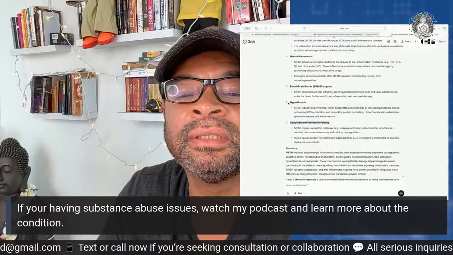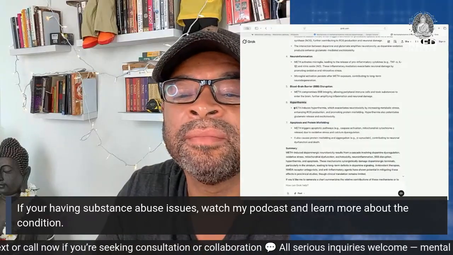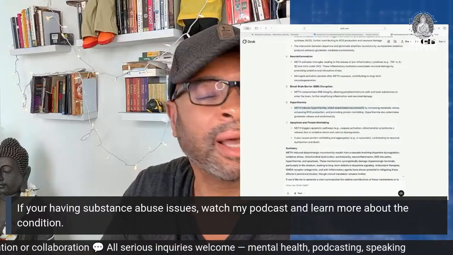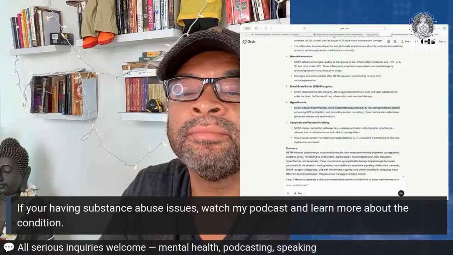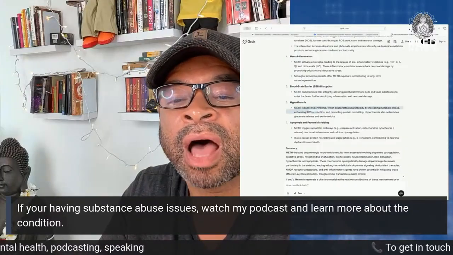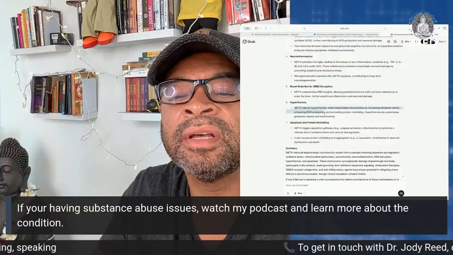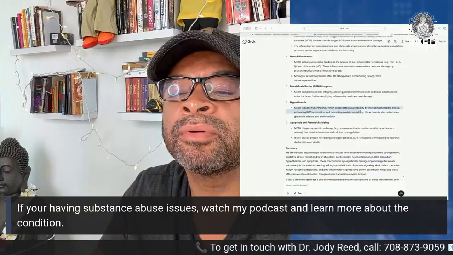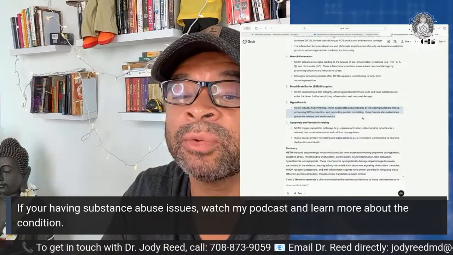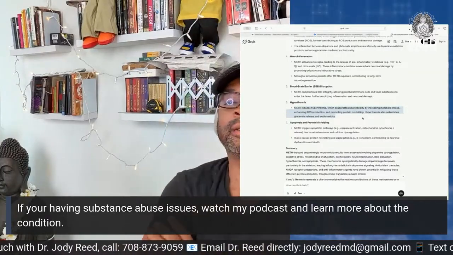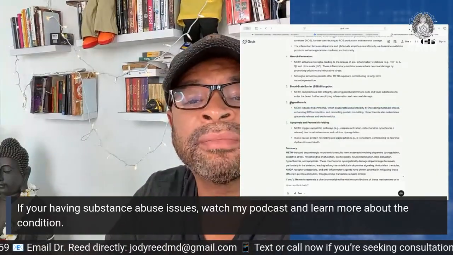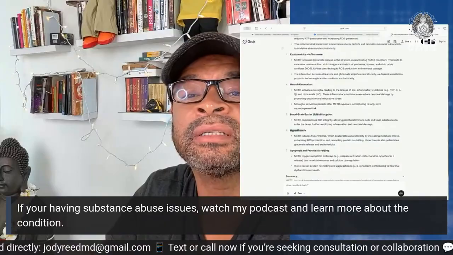Hyperthermia, they're always moving. Meth induces hyperthermia, which exacerbates neurotoxicity by increasing metabolic stress, enhancing the requirement for oxygen, and promoting protein misfolding. Hyperthermia also potentiates glutamate release. So the hyperthermia mechanism is through glutamate release.